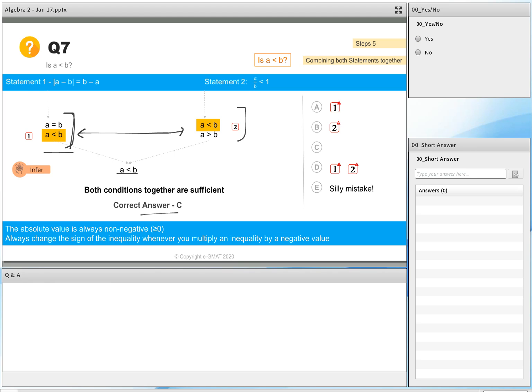All right. Now, how many of you think, and mark it in the yes no poll, that to master GMAT quant, you need to be a math whiz? How many of you think that?